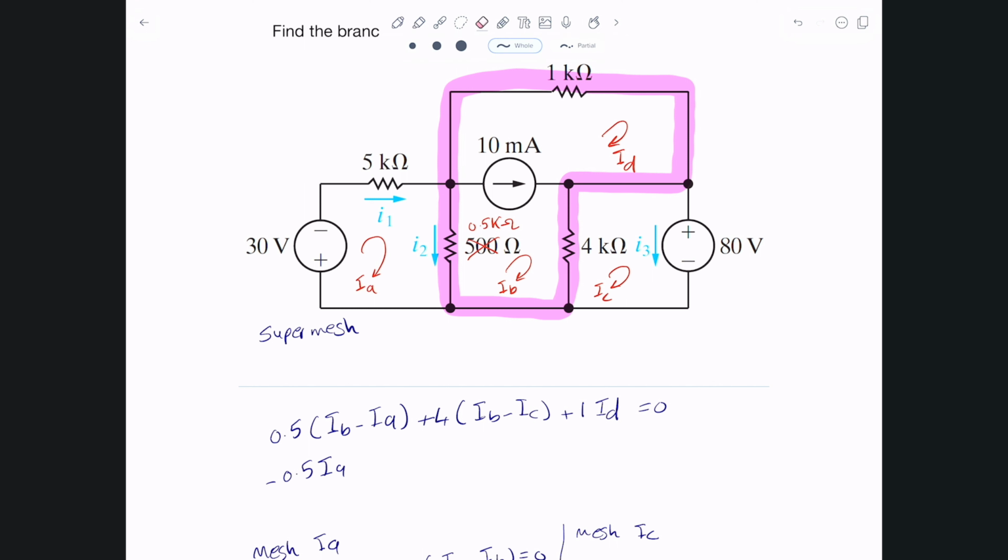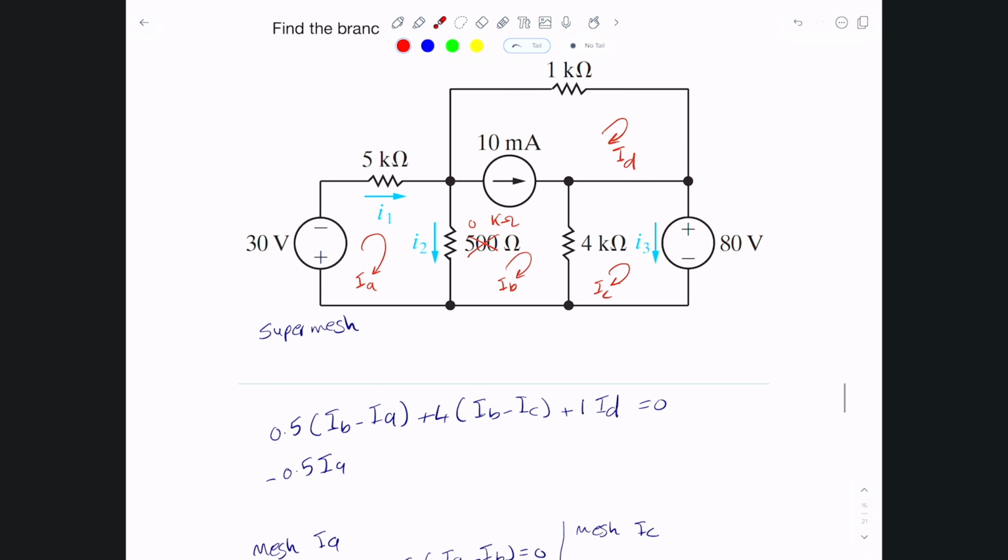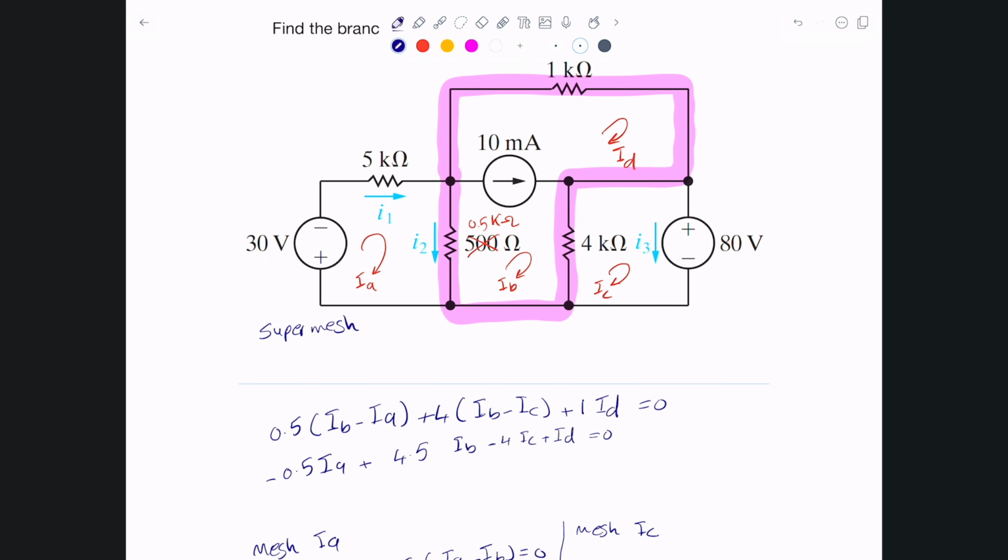I don't believe IA appears anywhere else, but the IB appears in two different places, the half a kilo ohms and the 4 kilo ohms in here. Okay, here. Yeah, so I went ahead and I computed that and I cleaned it, and this is basically the equation that we get from the super mesh.